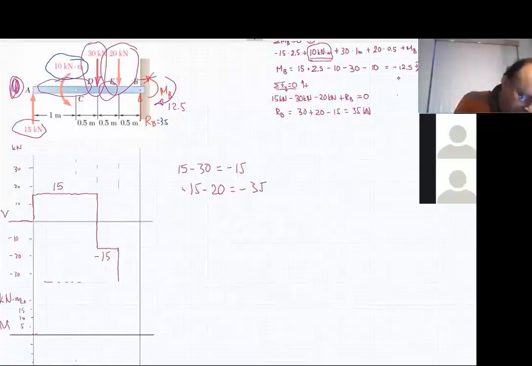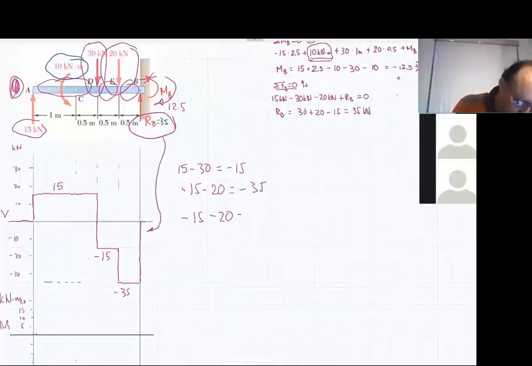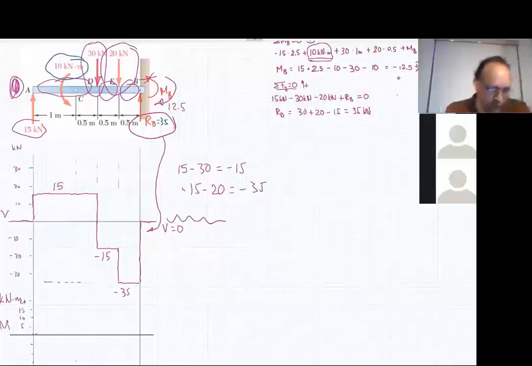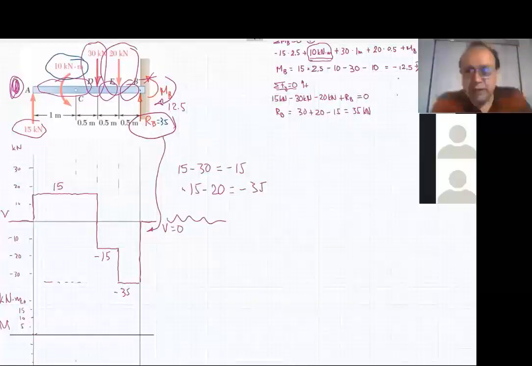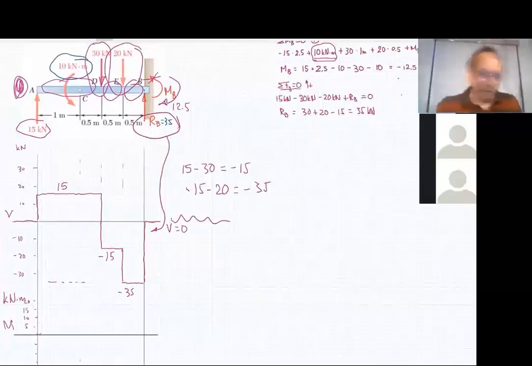Then there is no load between E and B, so you go horizontal. And then boom, you find a load that says go up 35. So you go up, up to minus 35, and you go up 35 due to this load, and you end up at 0. Shear equals 0, because here in the air there is no shear. So that's the shear diagram. Easy, very easy. Okay, perfect.